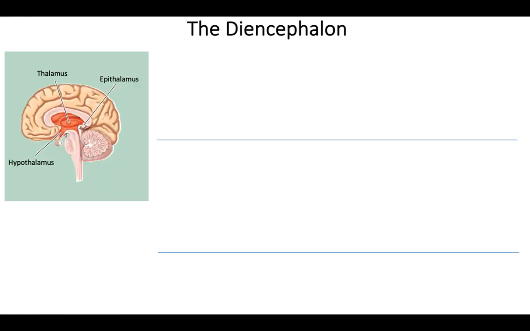Next region we're going to talk about is the diencephalon. Cephalon means brain. Di obviously means two, so it's named after two brain, but there's actually three parts to it. There's the thalamus, which is this central area. Below it is the hypothalamus. And then above and behind it is the epithalamus.